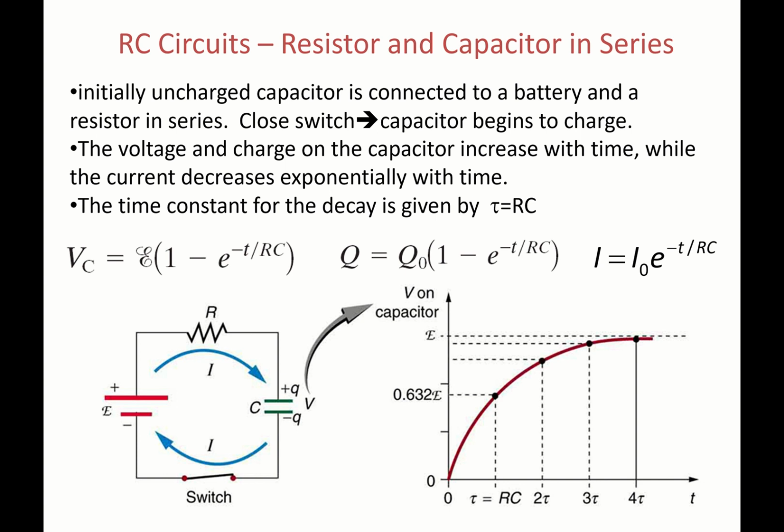The voltage and the charge start at 0 and they go up and they asymptotically approach a maximum value of the battery voltage, or EMF E for the voltage, or Q max for the capacitor charge, and the current goes from its maximum initial value down to 0 in an exponential decay. The time constant for the exponential decay is given by the product of the resistance times the capacitance. The bigger that number is, the longer it takes for the capacitor to charge up.